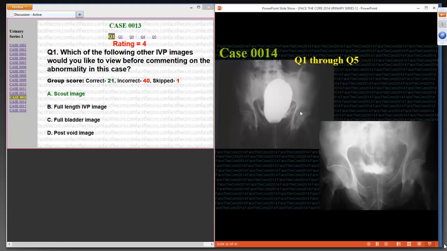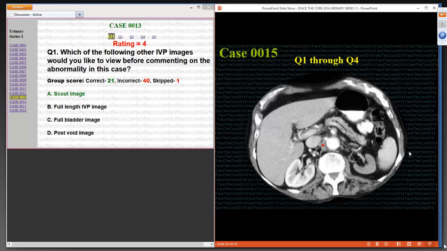Okay, case 15. Why is the right crus elevated? That is how it is in this case.